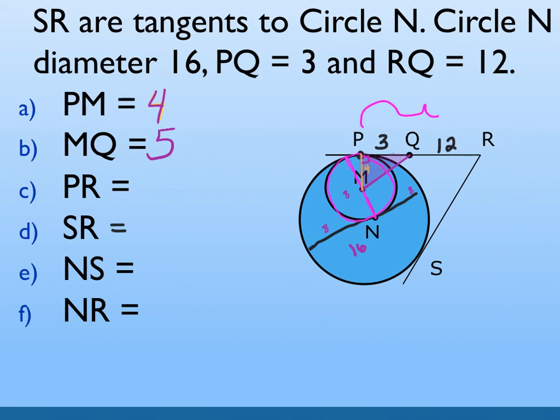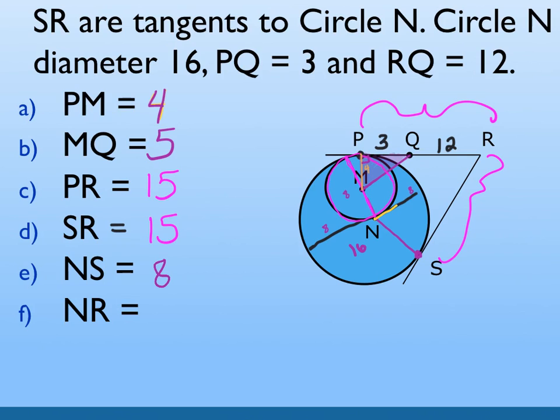PR, hopefully this is an easy one. 15. SR. 15, that's the ice cream cone thing, right? They both come from the same point. Oh, yeah, okay. NS. 8 because it's the diameter of the big triangle.